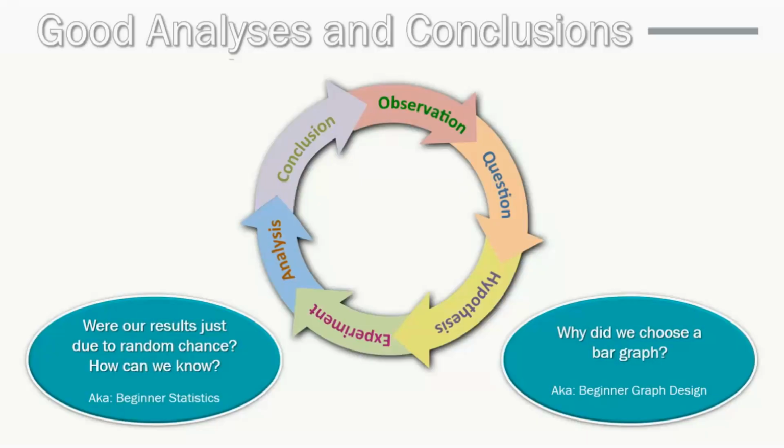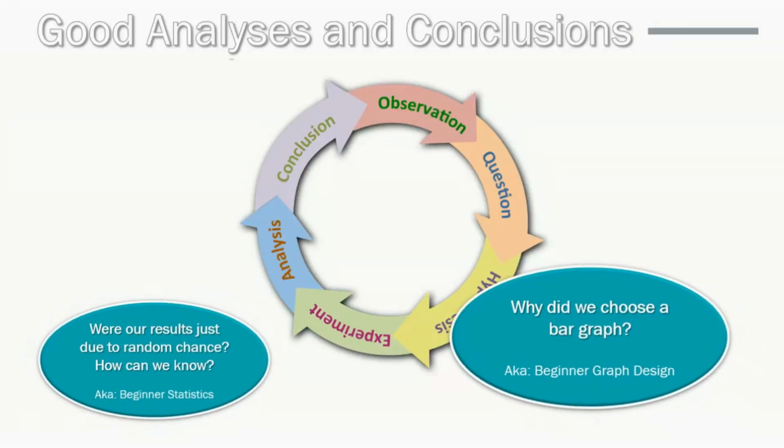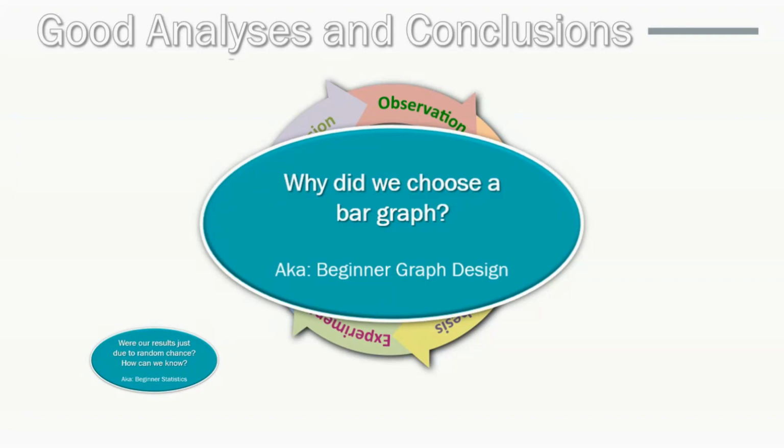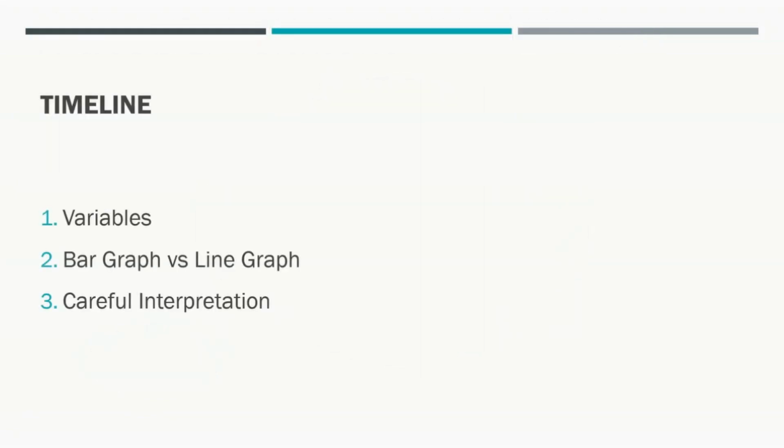Awesome choice. Let's go ahead and dive into going over graph design. For this discussion, we are going to go over 3 topics real briefly. The first is variables and where to find them on a graph, knowing when we should use a bar graph versus a line graph, and then we will conclude with a discussion on careful interpretation of graphs.